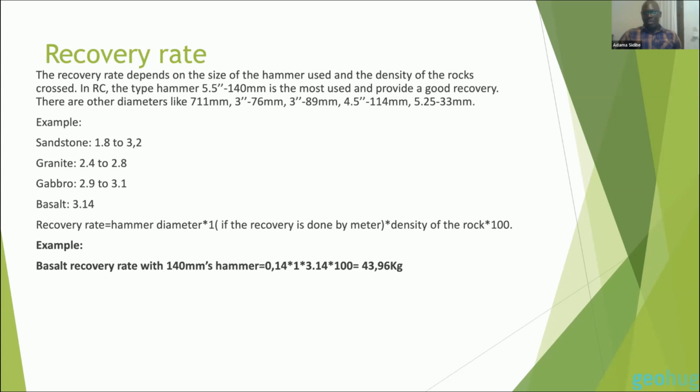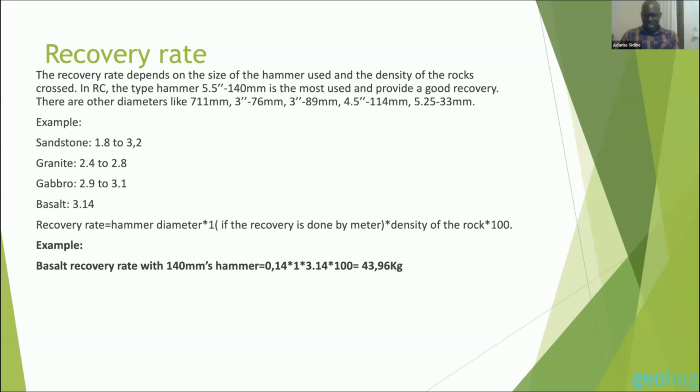To calculate the recovery rate, we have to know the density of the rock. For example, sandstone, a sedimentary rock, the density is between 1.8 and 3.2. The gabbro, the density is between 2.9 and 3.1. The basalt, the density is 3.1.